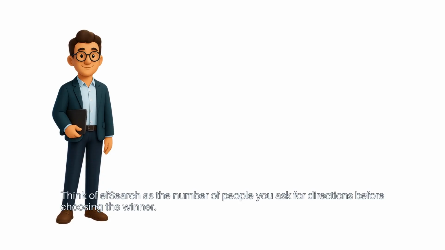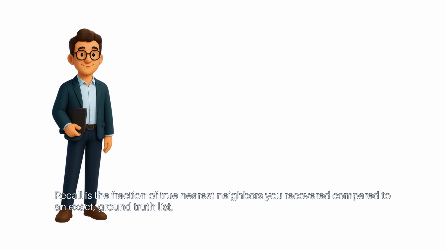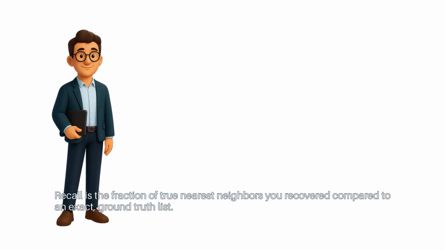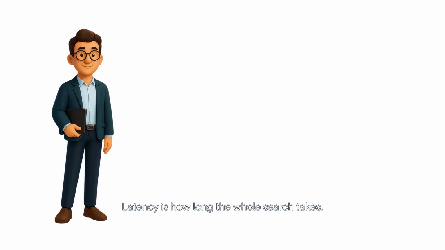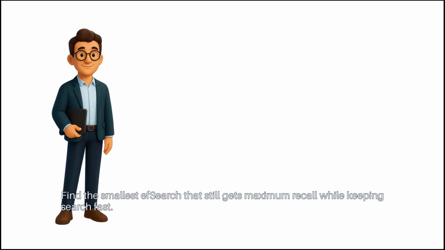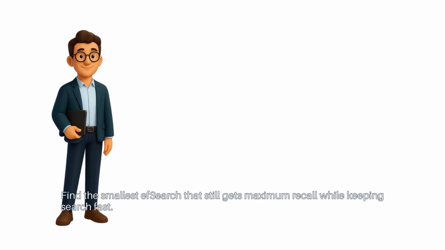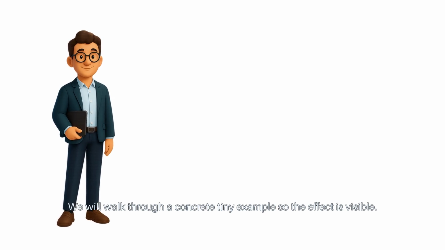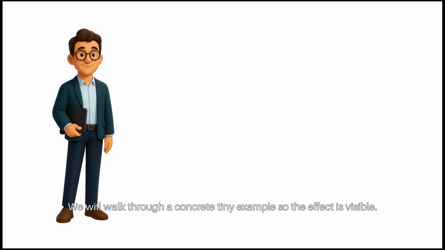Think of efSearch as the number of people you ask for directions before choosing the winner. Recall is the fraction of true nearest neighbors you recovered compared to an exact ground truth list. Latency is how long the whole search takes. Our goal is simple. Find the smallest efSearch that still gets maximum recall while keeping search fast. We will walk through a concrete tiny example so the effect is visible.